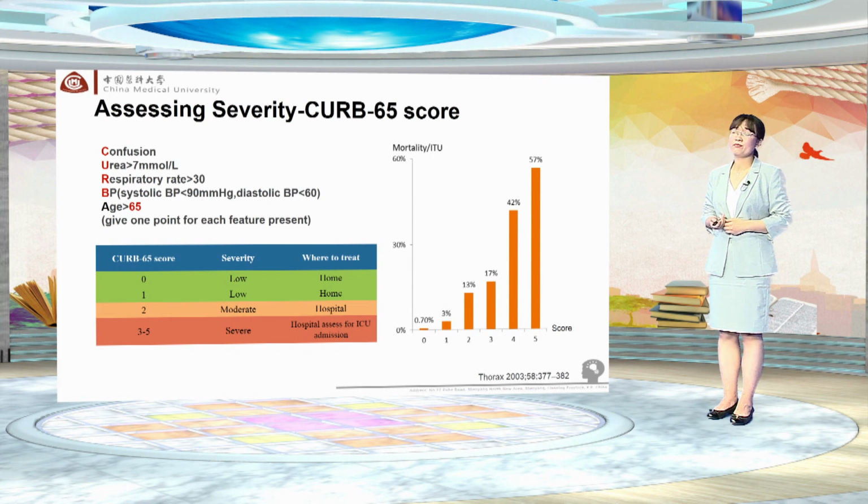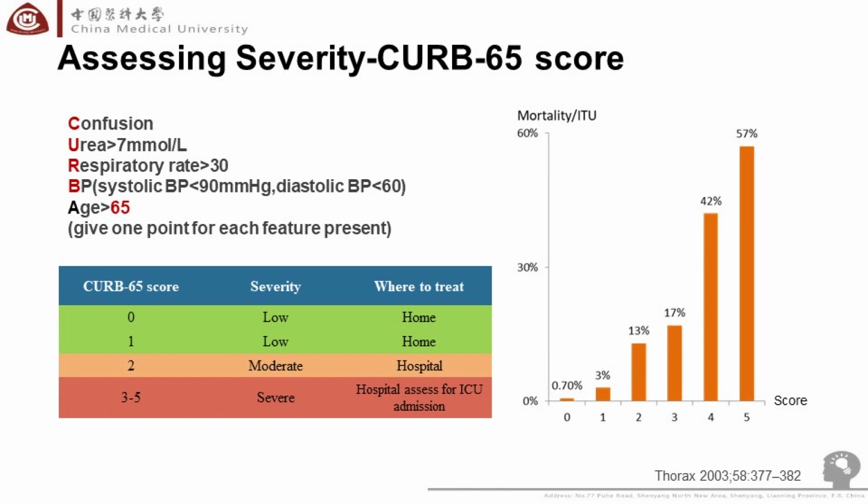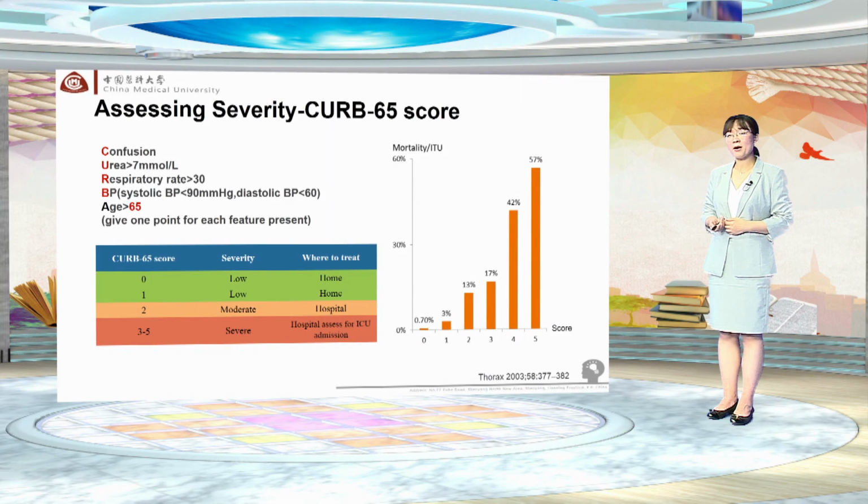C is confusion, U is urea, R is the respiratory rate, B is blood pressure, and 65 is age. Give 1 point for each feature present. A score of 0 to 1 point is low severity and can be treated at home. A score of 2 points is moderate and should be treated in hospital. A score of 3 to 5 points is severe and should be assessed for ICU admission.